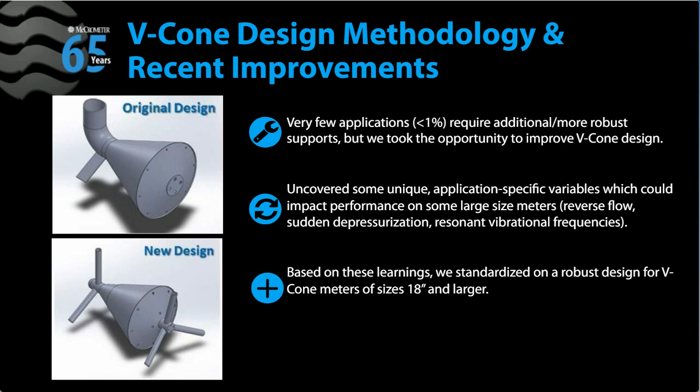Based on these learnings, we standardized on a robust design for V-cone meters of sizes 18-inch and larger. As you see in these two drawings, the original design was McCrometer's legacy design, where it had one pipe support and two plate gussets. The new design includes 3 pipe supports upstream and 3 pipe supports downstream of the meter, beefing up the meter and making it able to withstand a little bit more stress and a little bit more vibration.